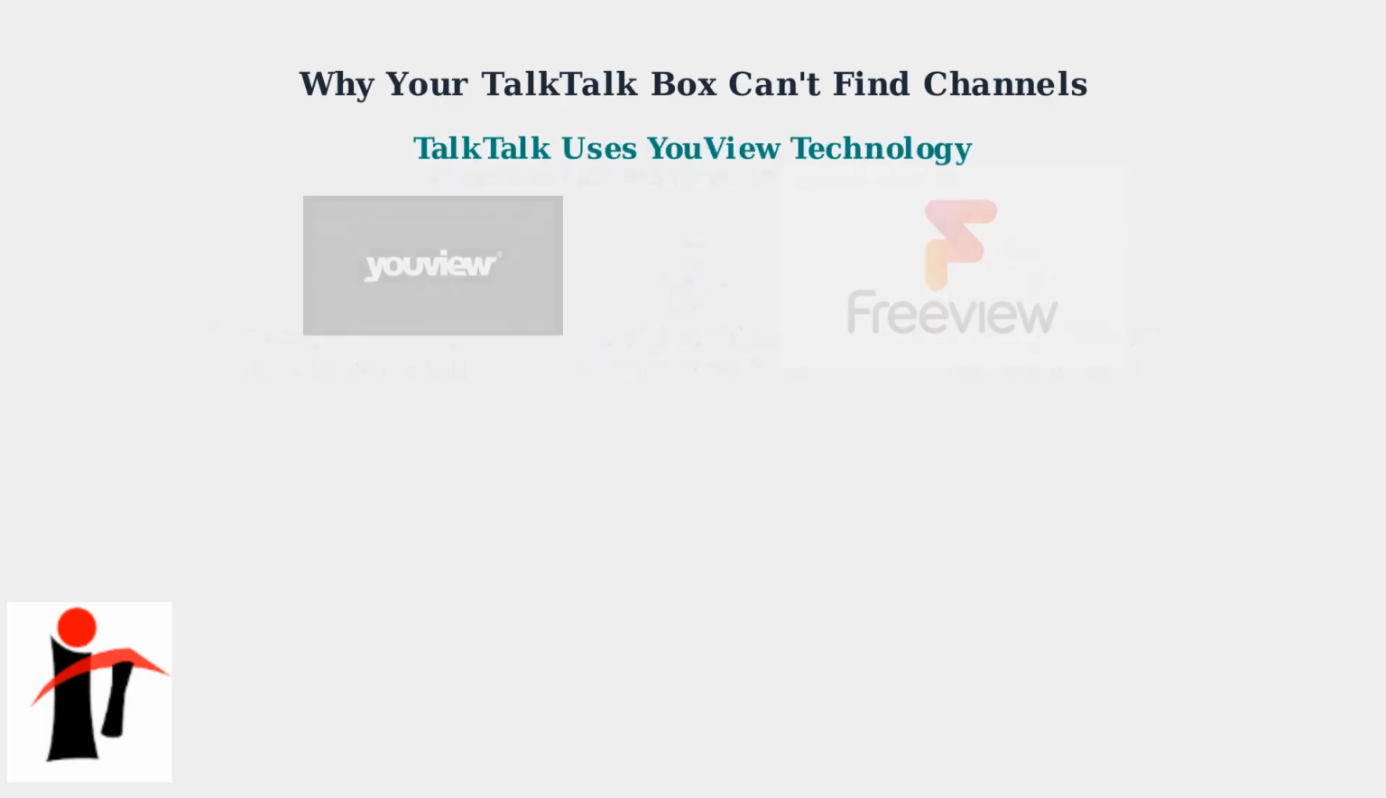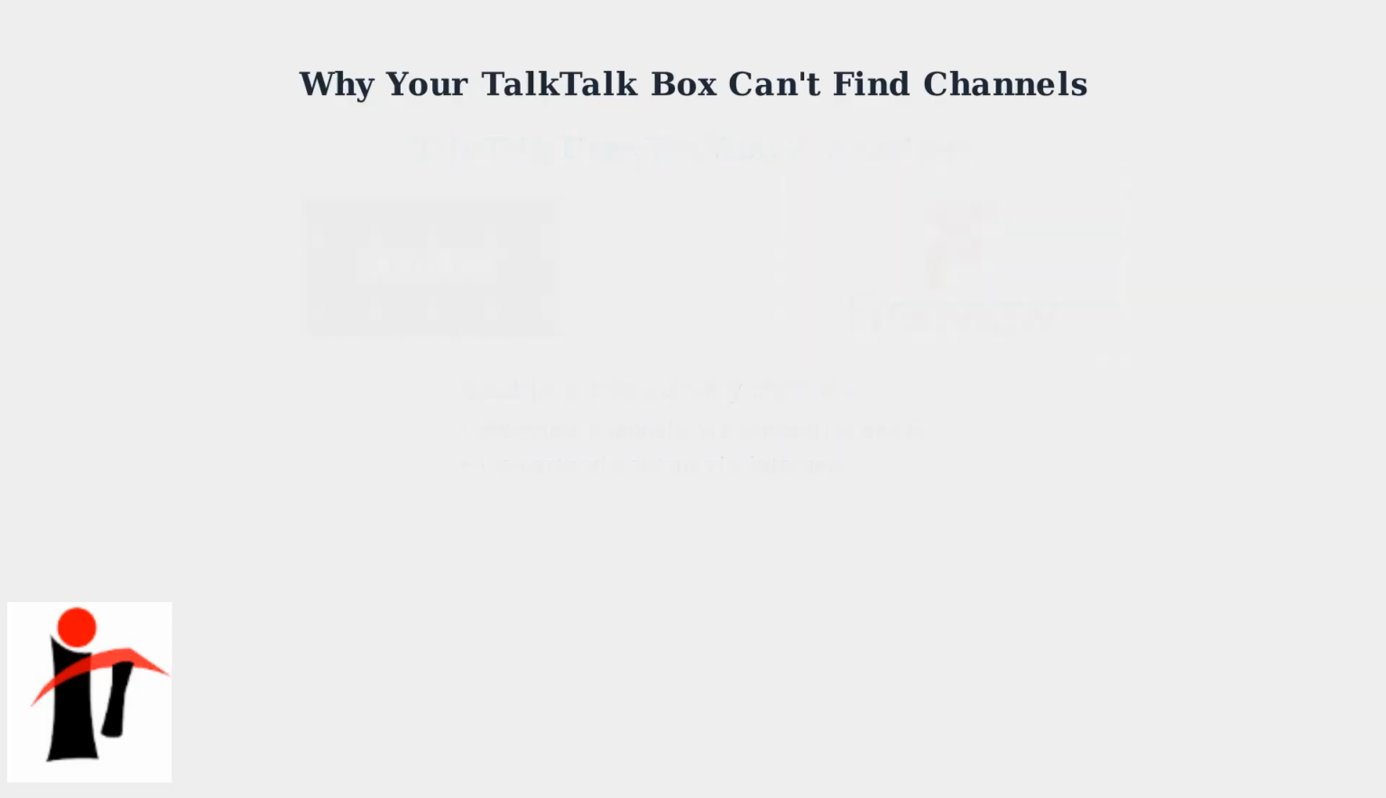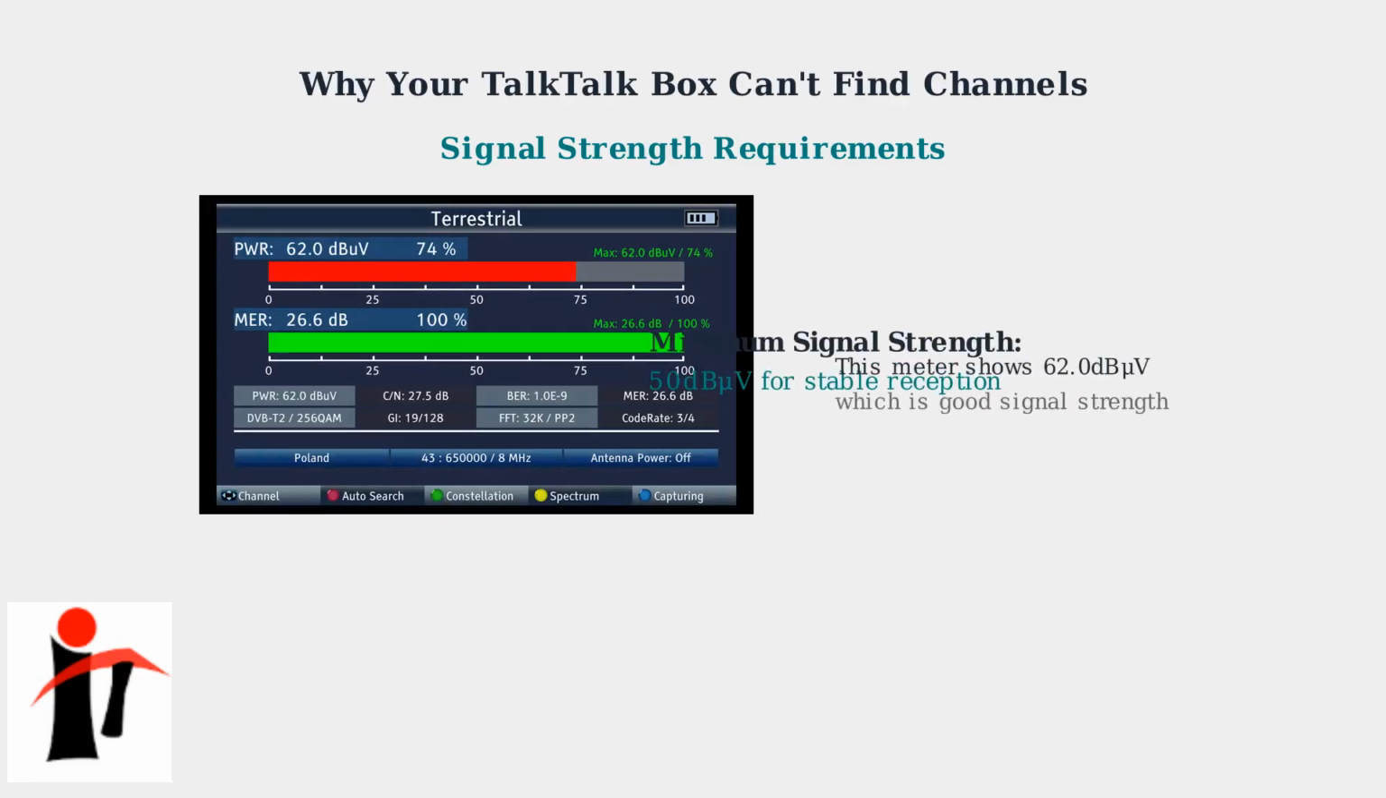TalkTalk boxes use UView technology, which combines two different delivery methods. Freeview channels come through your terrestrial aerial, while on-demand content streams over your internet connection. For stable channel reception, your TalkTalk box needs a minimum signal strength of 50 decibels microvolts. This signal meter shows 62 decibels microvolts, which is well above the minimum requirement for good reception.